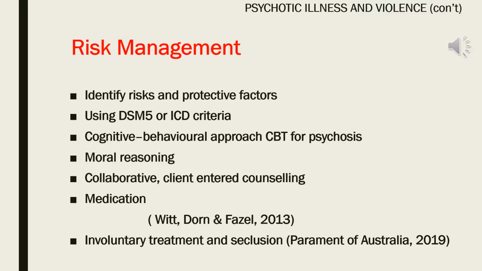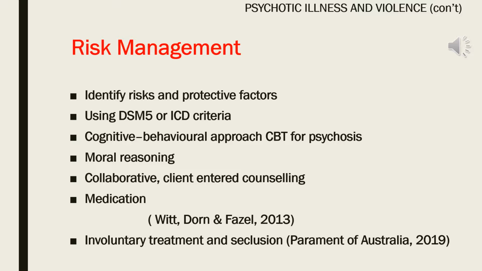DSM-5, the Diagnostic and Statistical Manual of Mental Disorders, is a reference manual mental health professionals and clinicians use to diagnose mental health disorders. DSM-5 is widely used in authorized mental health settings. Alternatively, ICD criteria can be used. ICD-10 is the International Statistical Classification of Diseases and Related Health Problems.